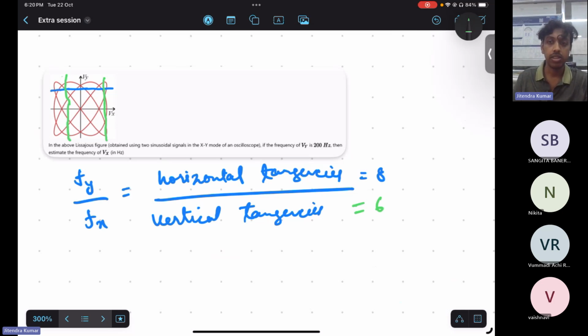Right. If you have gone through the Lissajous pattern lecture last week, you might understand why I am cutting so that the maximum tangency should arise in the path. So if fy is given as 200 hertz, we need to calculate fx, right? So fx should be 200 into 6 by 8.